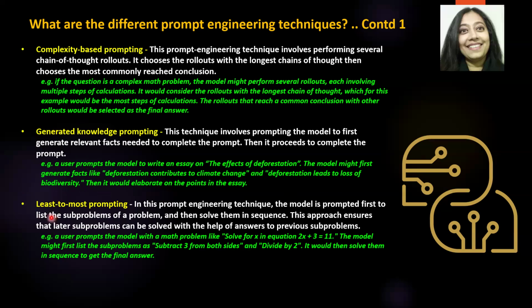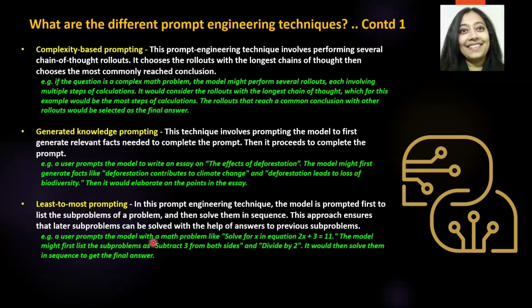The next one that we have is the least to most prompting. In this particular prompt engineering technique, the model is prompted first to list the sub-problems of a problem and then solve them in a sequence. Now, it also ensures that the later sub-problems can be solved with the help of the answers of the previous sub-problems. Now, again, typically this technique is used to solve math problems and hence it can get very complex.